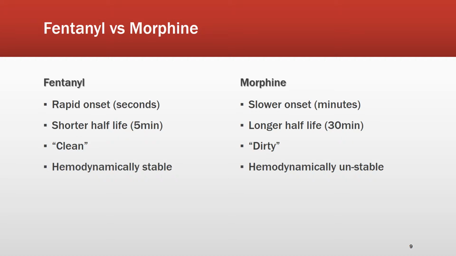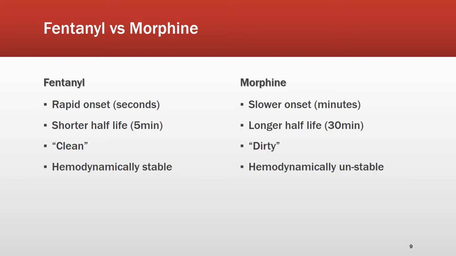So fentanyl versus morphine. Some of the difference with fentanyl, like we said before, really rapid onset, comes on really, really quickly. But it has a pretty short half-life. 10 minutes is probably the maximum you want to go between administrations. It's a very clean drug because it's synthesized, and it's really hemodynamically stable.